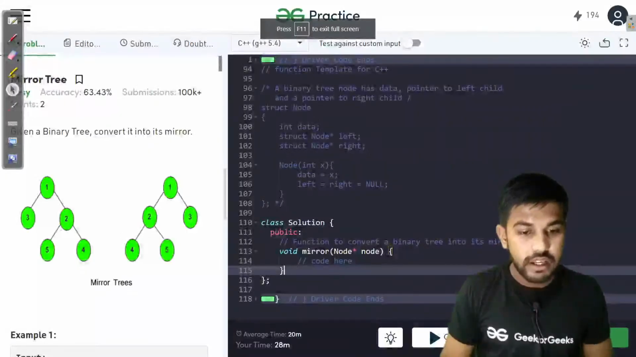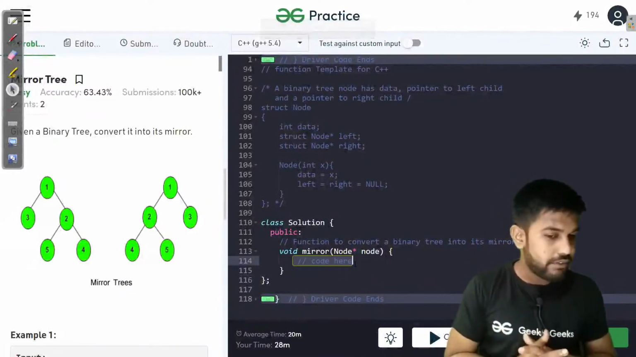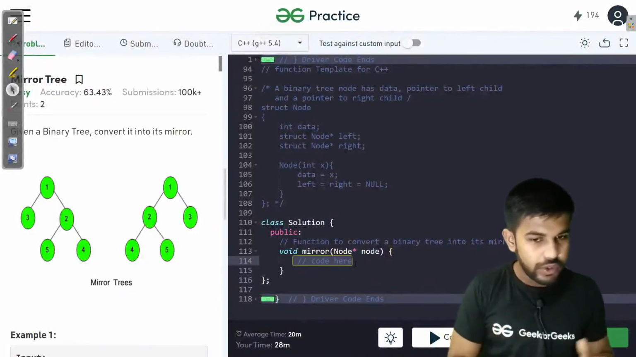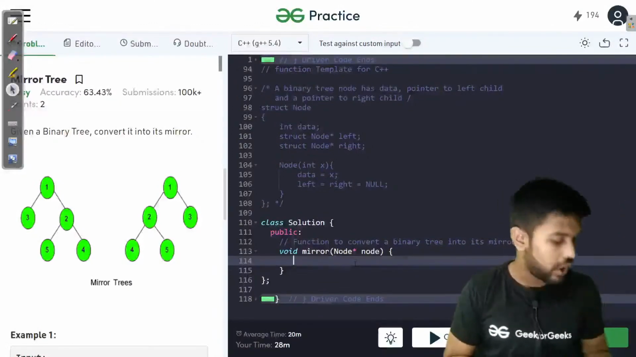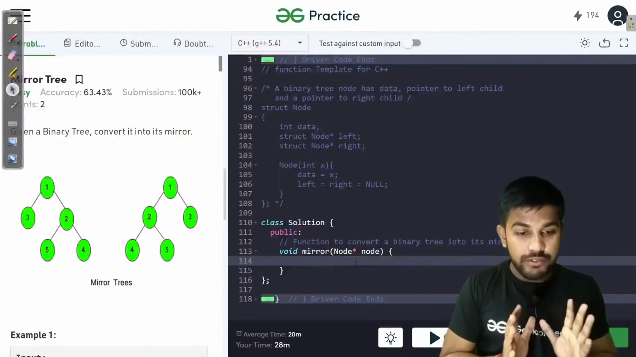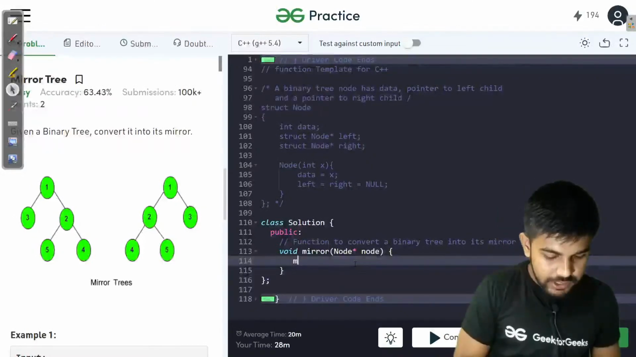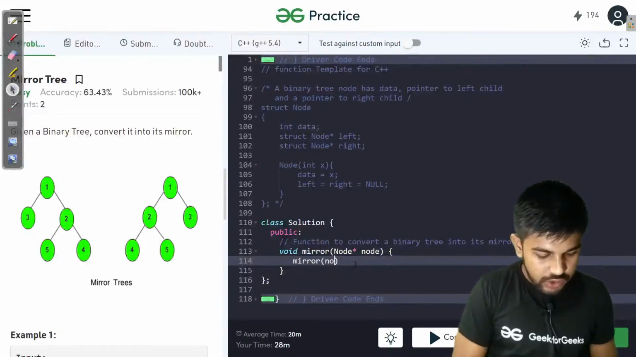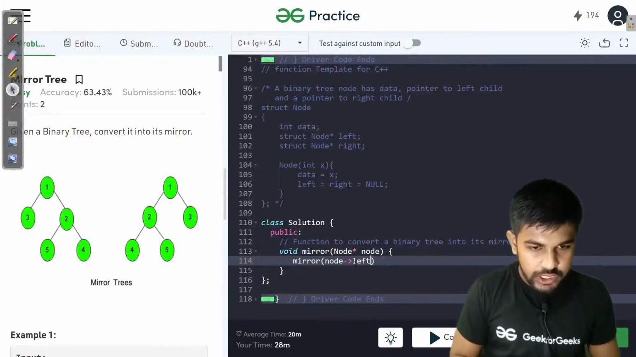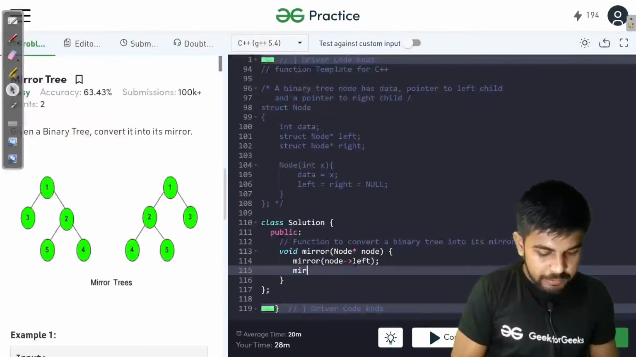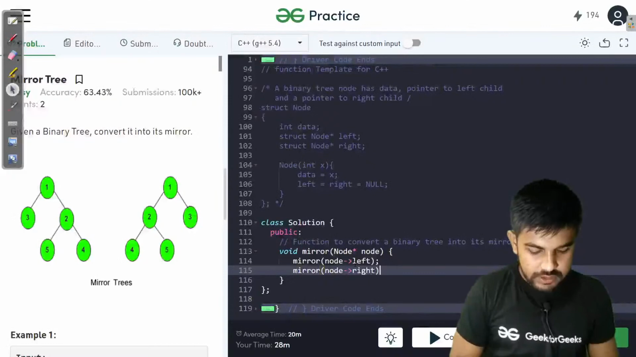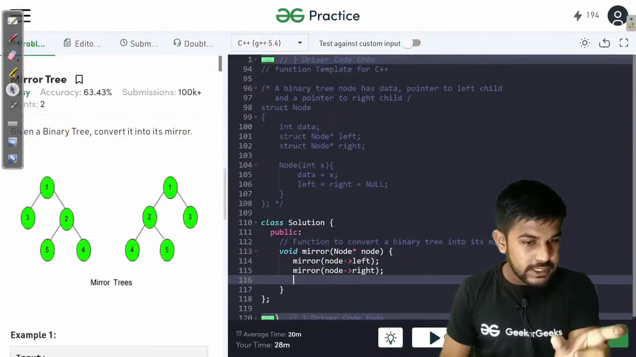Let me open the editor. We don't need a wrapper function, we do it here only, because we don't need to return anything, and the traversal would also not return anything. So we would go inside it. We would call mirror on node's left child, and then mirror on node's right child. Now this would make it go inside.